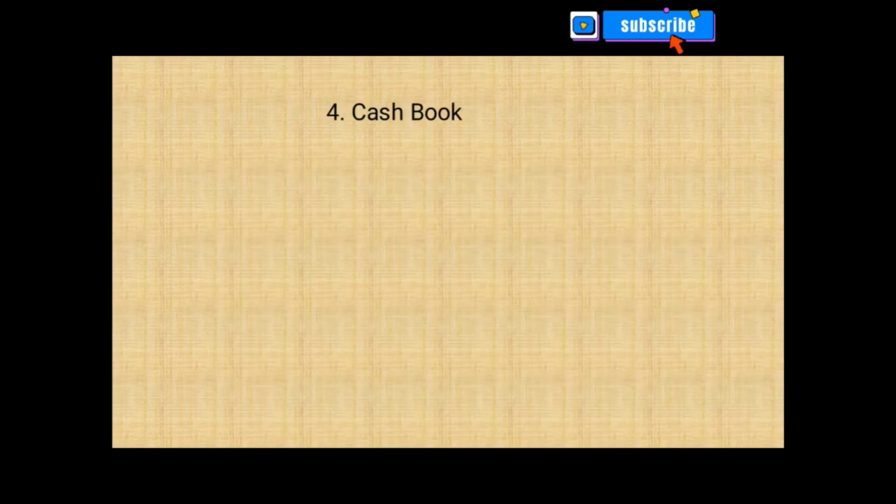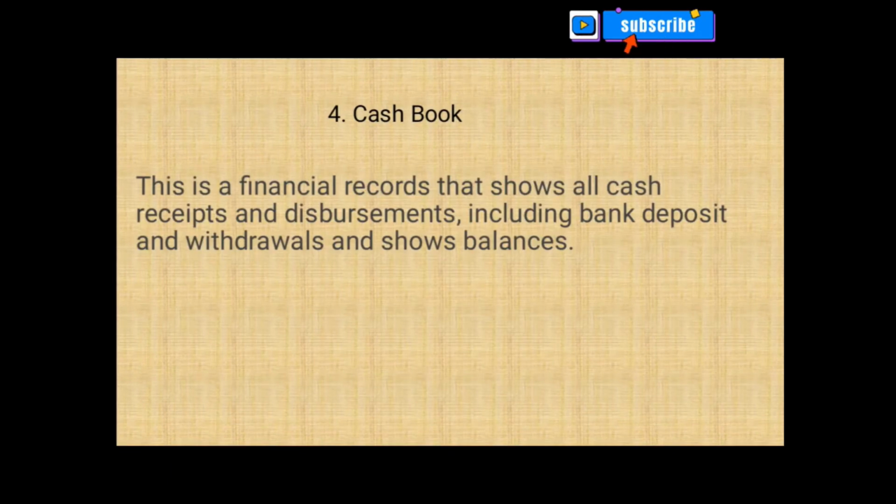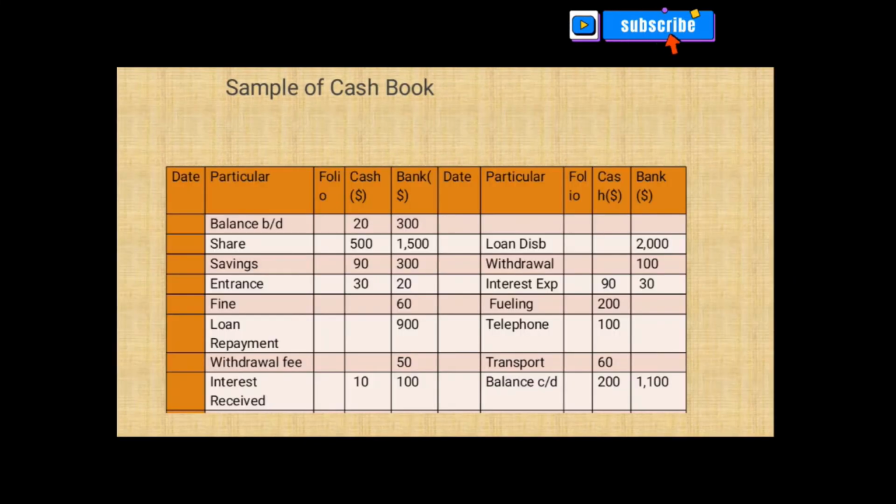Number 4. Cash book. This is a financial record that shows all cash receipts and disbursements, including bank deposits and withdrawals, and shows balances. Sample of cash book. This book comes with a table with the first row having headings like particular, folio, cash, bank, date, and the columns having headings like balance, share, savings, entrance, fine, loan repayment, withdrawal fee, interest received.